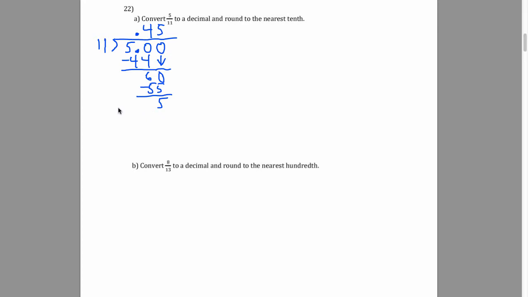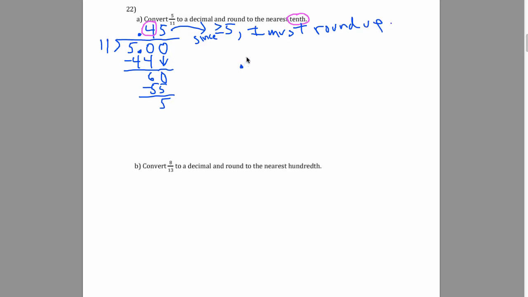Now I don't have to go any further than this because they asked me to round to the nearest tenth. So the tenths column is this column right here. This is the round-off column. And since the digit immediately to the right of the round-off digit is greater than or equal to 5, I will have to round up. So 0.4 becomes 0.5. And that is the final answer.